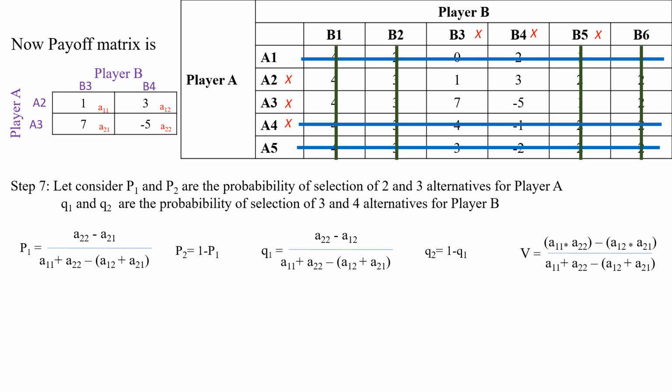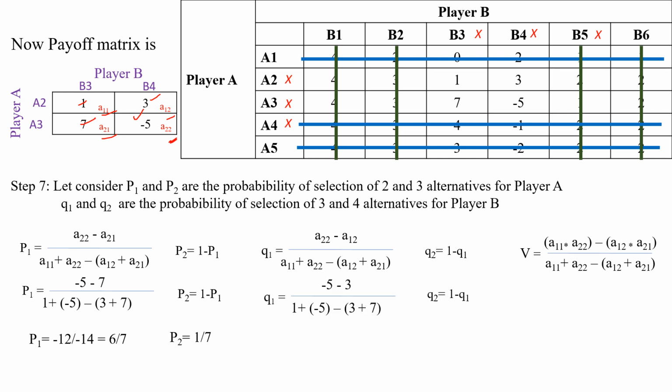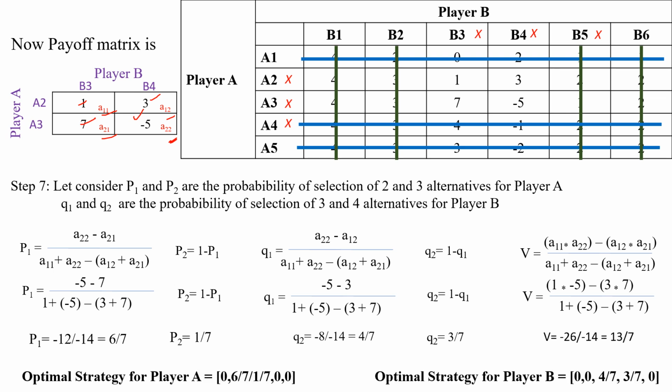So let's consider here that 1 is A11, 3 is A12, 7 is A21, and -5 is A22, and substitute these values in the above equations. We will get P1 as 6 by 7, then P2 will become 1 minus 6 by 7, that is 1 by 7. Similarly, substitute these values in the Q1 equation. We will get Q1 as 4 by 7, Q2 as 3 by 7, and V, the value of the game, as 13 by 7.